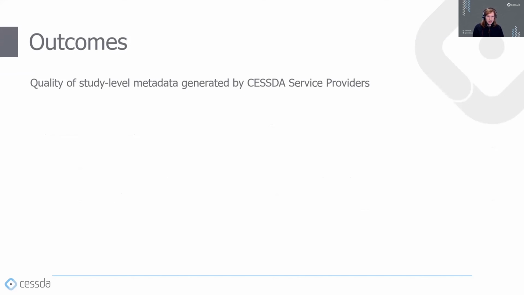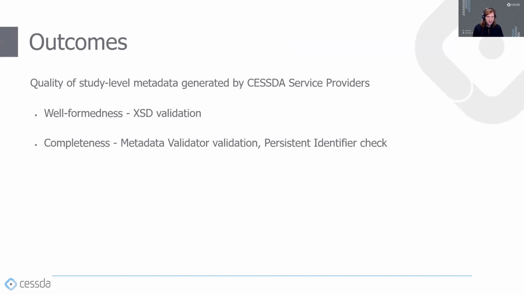So what are the outcomes in this? The idea of this is we can use this to improve the quality of study level metadata generated by CESSDA service providers and made available to users via the data catalog, checking for well-formedness using XSD validation and completeness using the metadata validator validation and checking persistent identifiers. And using the bulk validation pipeline, we can get consistency because this checks everything and it checks it often.